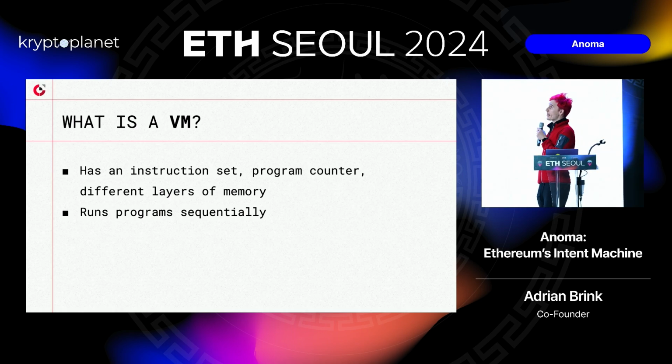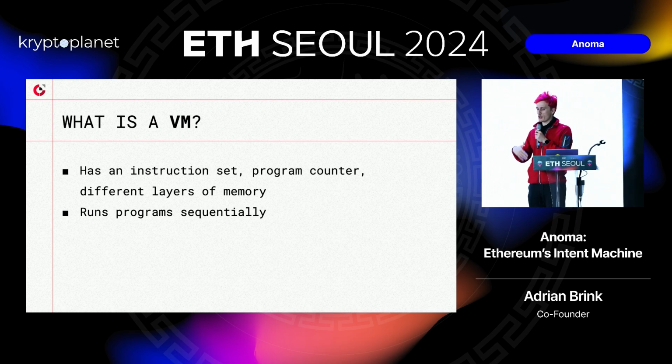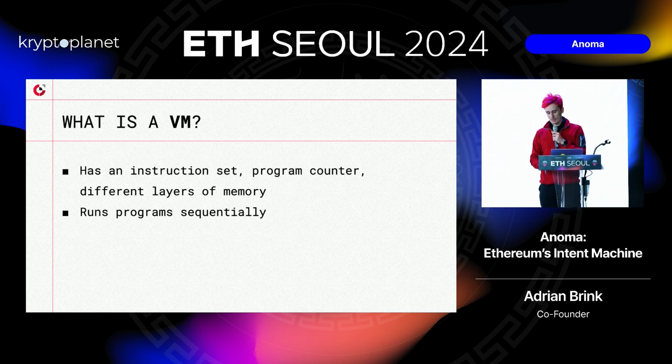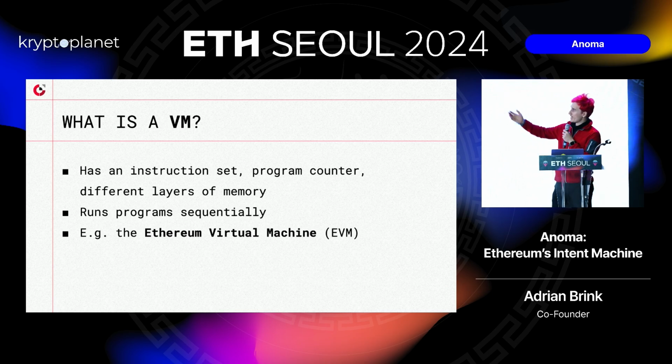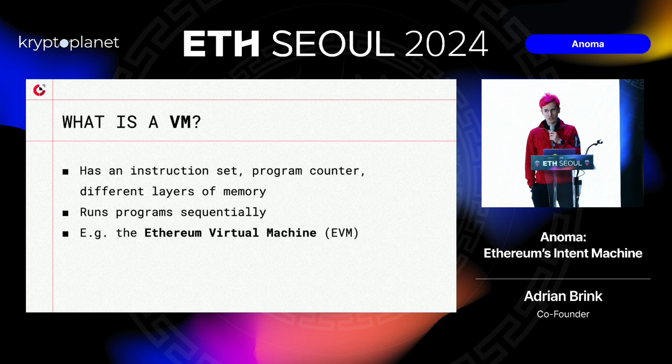To start off, I'd like to quickly go through what is a VM, what is an IAM, what are the differences, and why does it matter? So a VM is fundamentally what we know from existing infrastructure. For example, the Ethereum virtual machine, that's a VM. It has an instruction set, a program counter, different levels of memory that programs can address, and all the programs are run sequentially within this VM. The EVM is a prototypical example of a virtual machine.